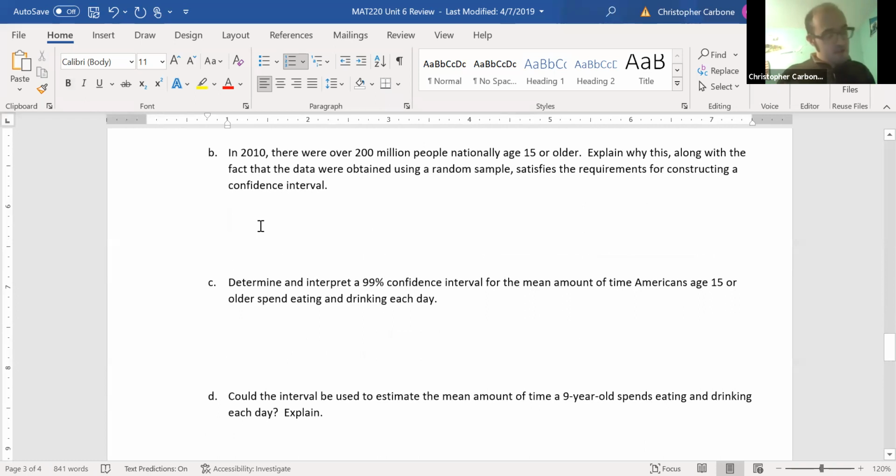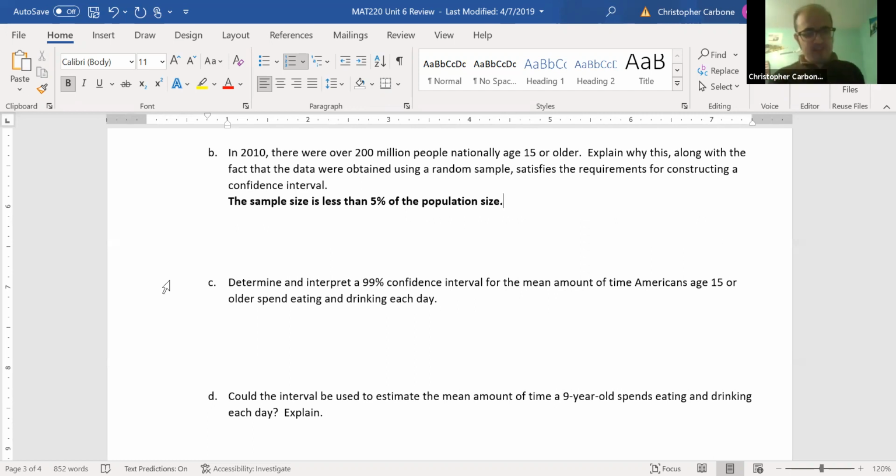For part B, in 2010, there were over 200 million people nationally aged 15 years of age or older. Explain why this, along with the fact that the data were obtained using a random sample, satisfies the requirements for constructing a confidence interval. This would be that, let me bold this first, the sample size is less than 5% of the population size. Right, since let's face it, a sample size of 1,020 is definitely less than 5% of 200 million.